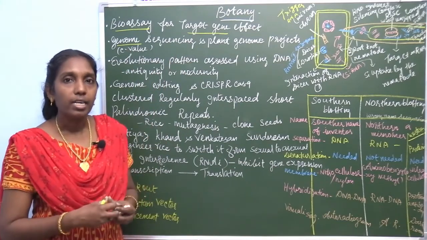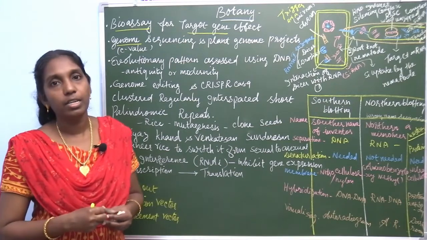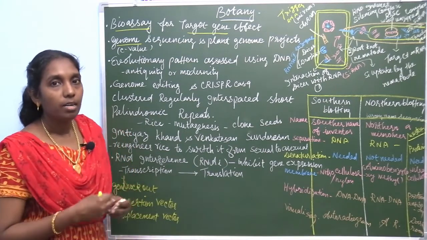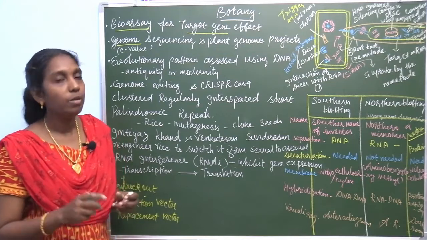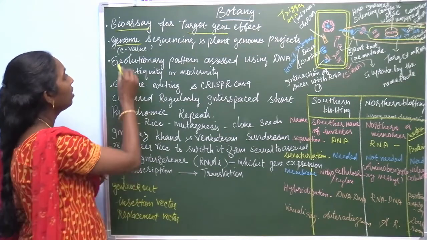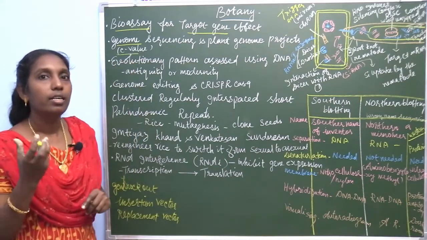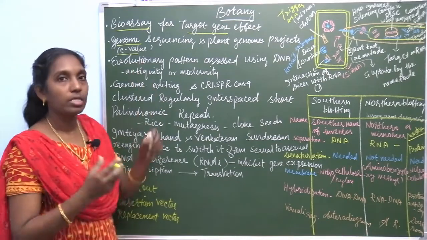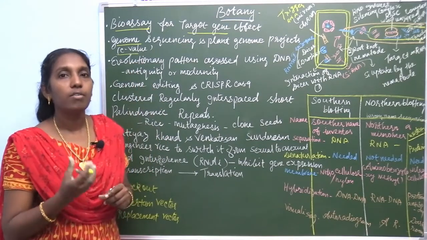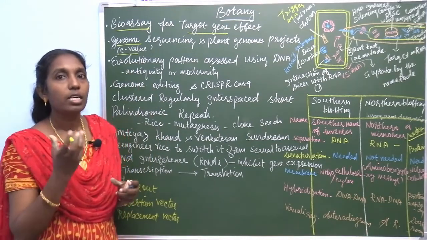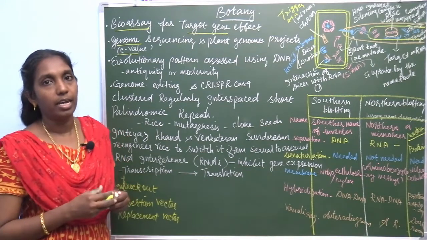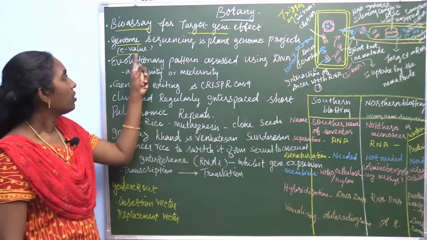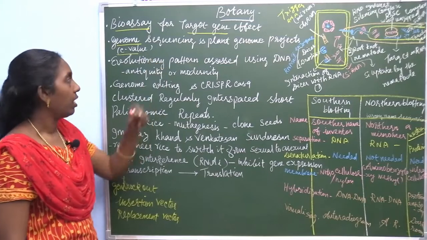So it is analyzed by the content of the DNA. This content of the DNA can be measured by C value. A one word question: the content of the genome can be measured by C value. C value is the content of DNA.